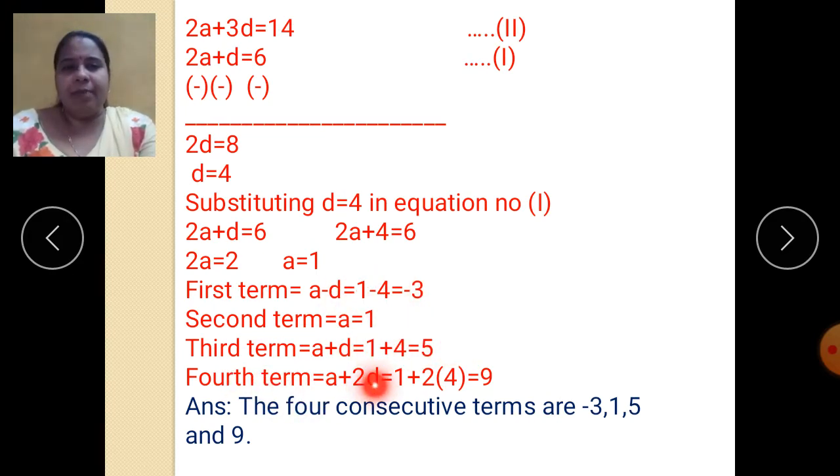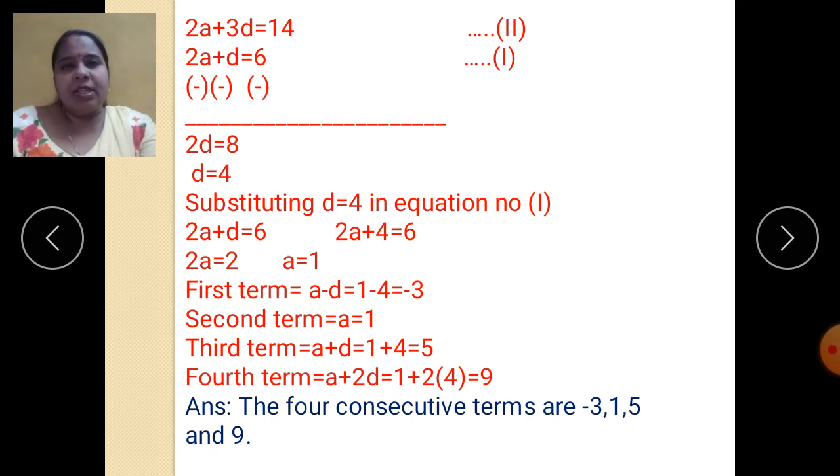Fourth term is A plus 2D. So 1 plus 2 into 4. So 1 plus 8, that is 9. So in this way you can get the 4 terms which were asked. Okay. Final answer will be what? The 4 consecutive terms are minus 3, 1, 5 and 9. I hope all the steps are clear here.